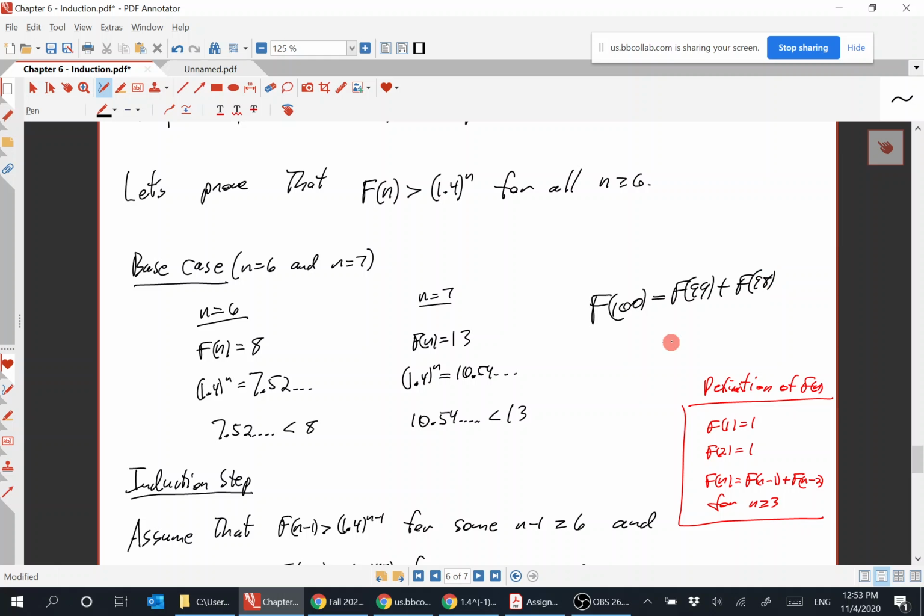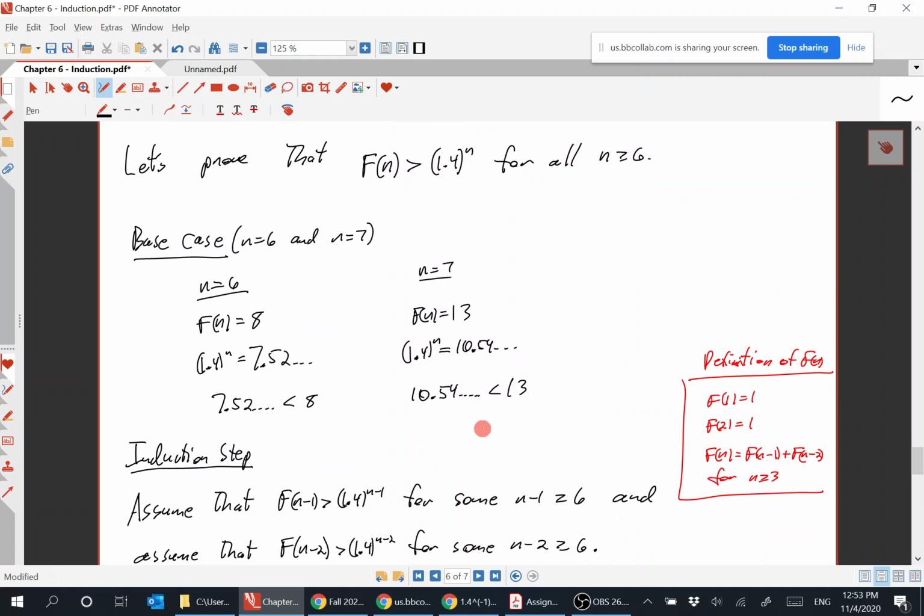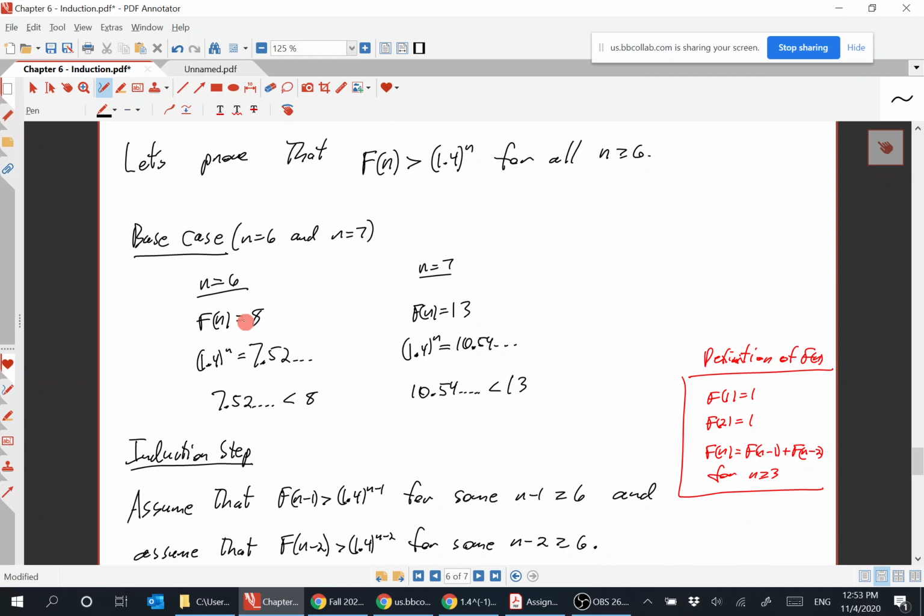Okay, so you have to go back two steps at a time instead of one step at a time, but it's still ordinary induction. With n equal to 6, Fn is 8 and 1.4 to the n is 7.5. For n equal to 7, Fn is 13 and 1.4 to the n is 10.5, and they both satisfy the desired inequality.